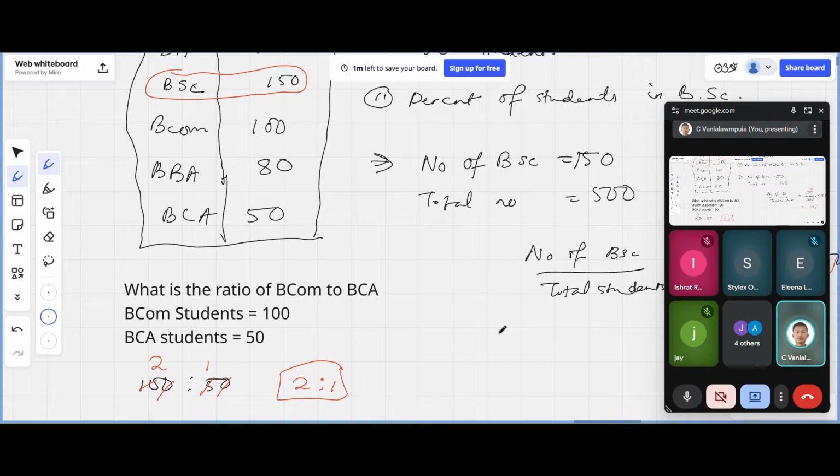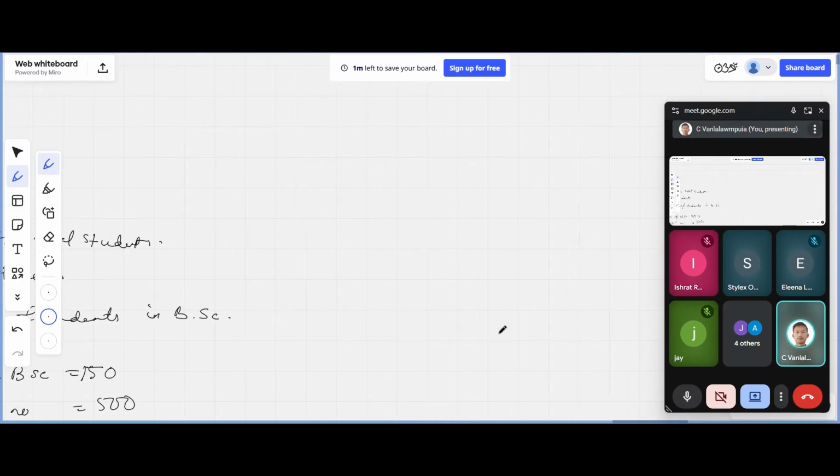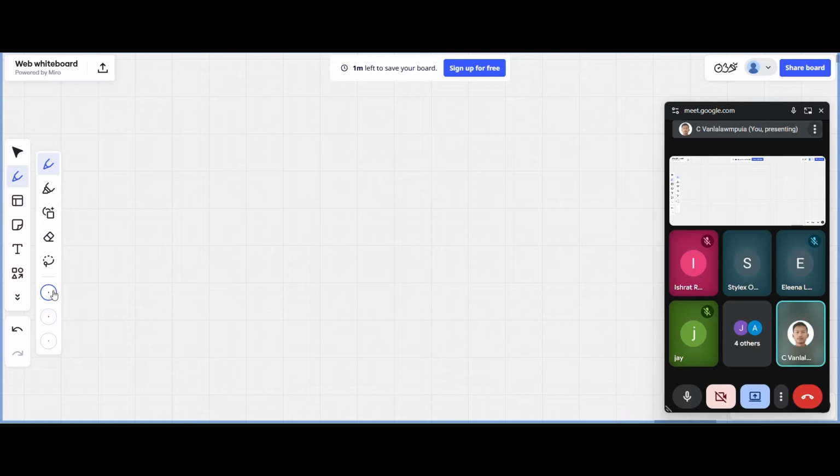The basis of UGC NET Paper 1 is similar to this kind. A little bit more difficult than this, but these are the basics. So now we'll do pie chart based questions. I'll just write it down. Pie chart based questions.